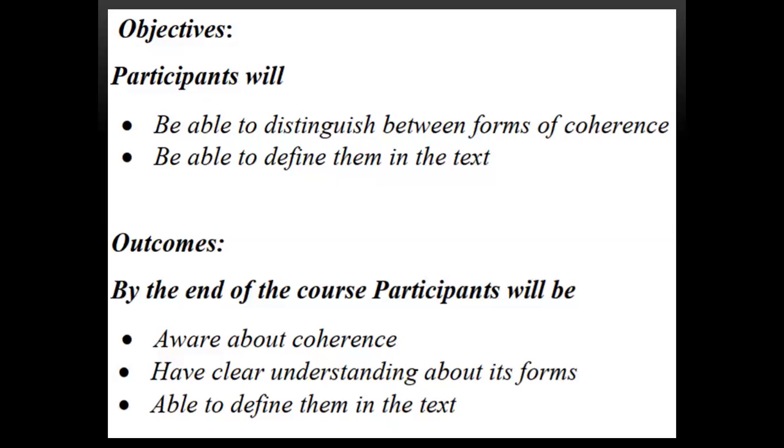Let's get started. First of all, we should analyze the objectives and outcomes of this lesson. You will be able to distinguish between forms of coherence, and you will be able to define them in the text. So by the end of the course, you will be aware of coherence. You will have a clear understanding of its forms, and you will be able to define them in the text.